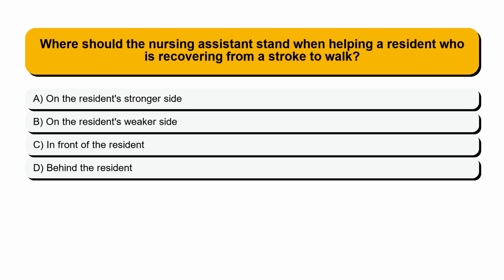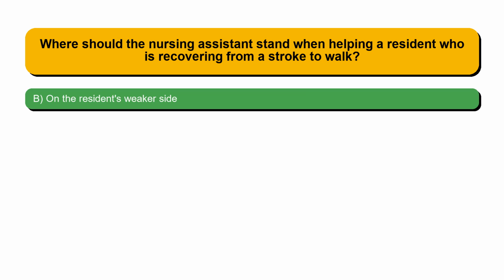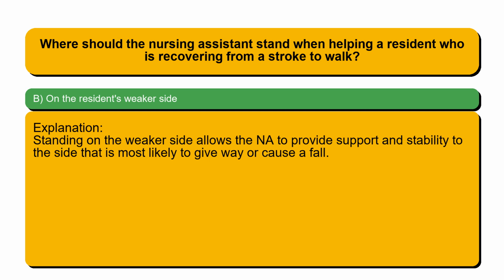Question 98. Where should the nursing assistant stand when helping a resident who is recovering from a stroke to walk? Option A. On the resident's stronger side. Option B. On the resident's weaker side. Option C. In front of the resident. Option D. Behind the resident. The correct answer is option B. On the resident's weaker side. Standing on the weaker side allows the NA to provide support and stability to the side that is most likely to give way or cause a fall.